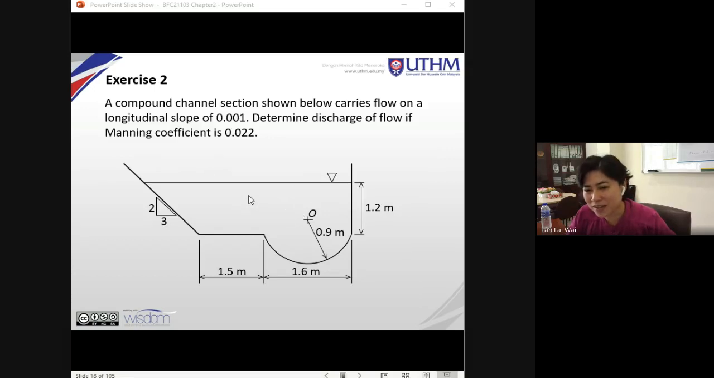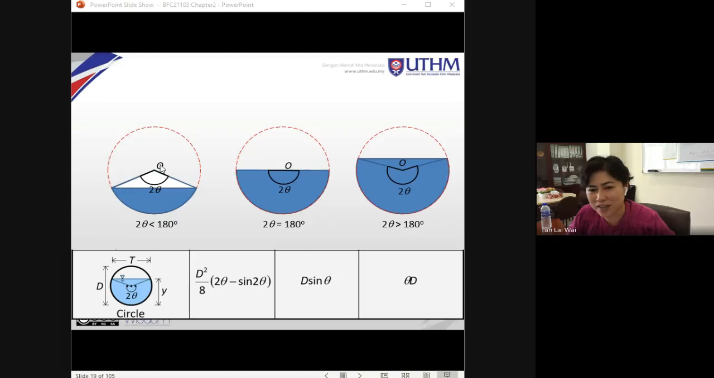So let's look at the sections which involve a segment of a circular section. You have here, the center is located above the surface of flow. If you imagine this is a segment of a circular section, you have this case, which is case one. Case two is when it's half full, which is a semicircular shape. Case three is when the free surface is above the center of the circular section.